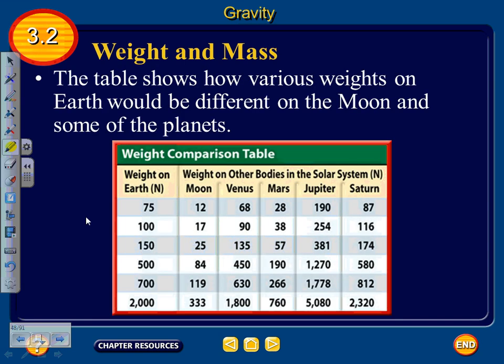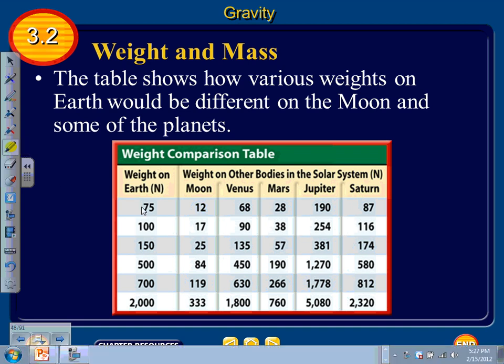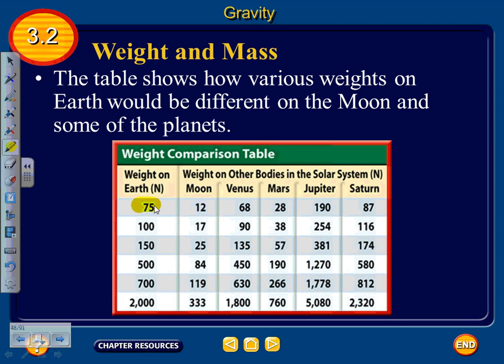This table shows how various weights on Earth would be different on the Moon and some of the planets. You can point out your weight in newtons on Earth is only 12 newtons on the Moon. And it would make sense that because Jupiter is so many more times bigger than the Earth, your weight on Jupiter would be more than your weight on Earth.